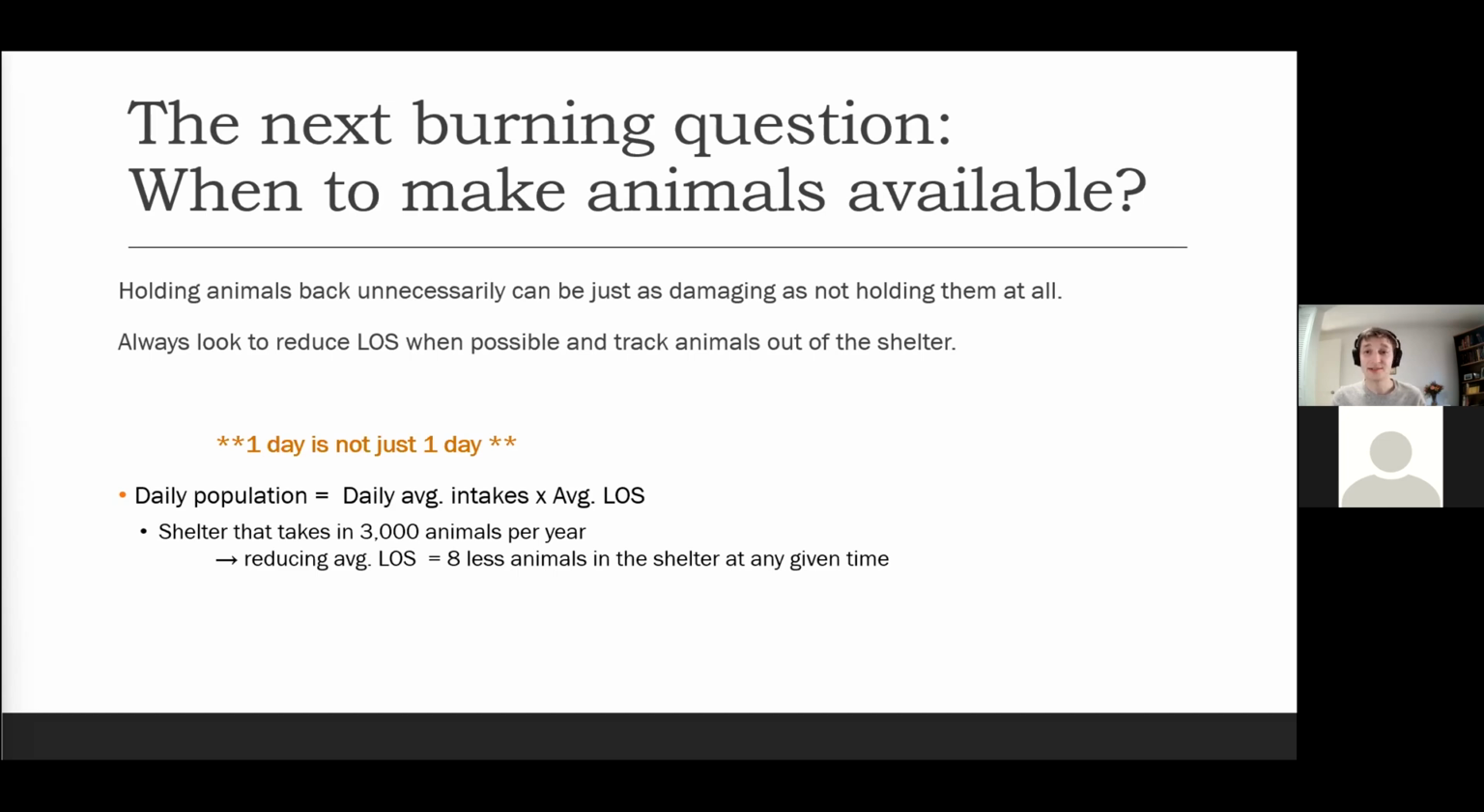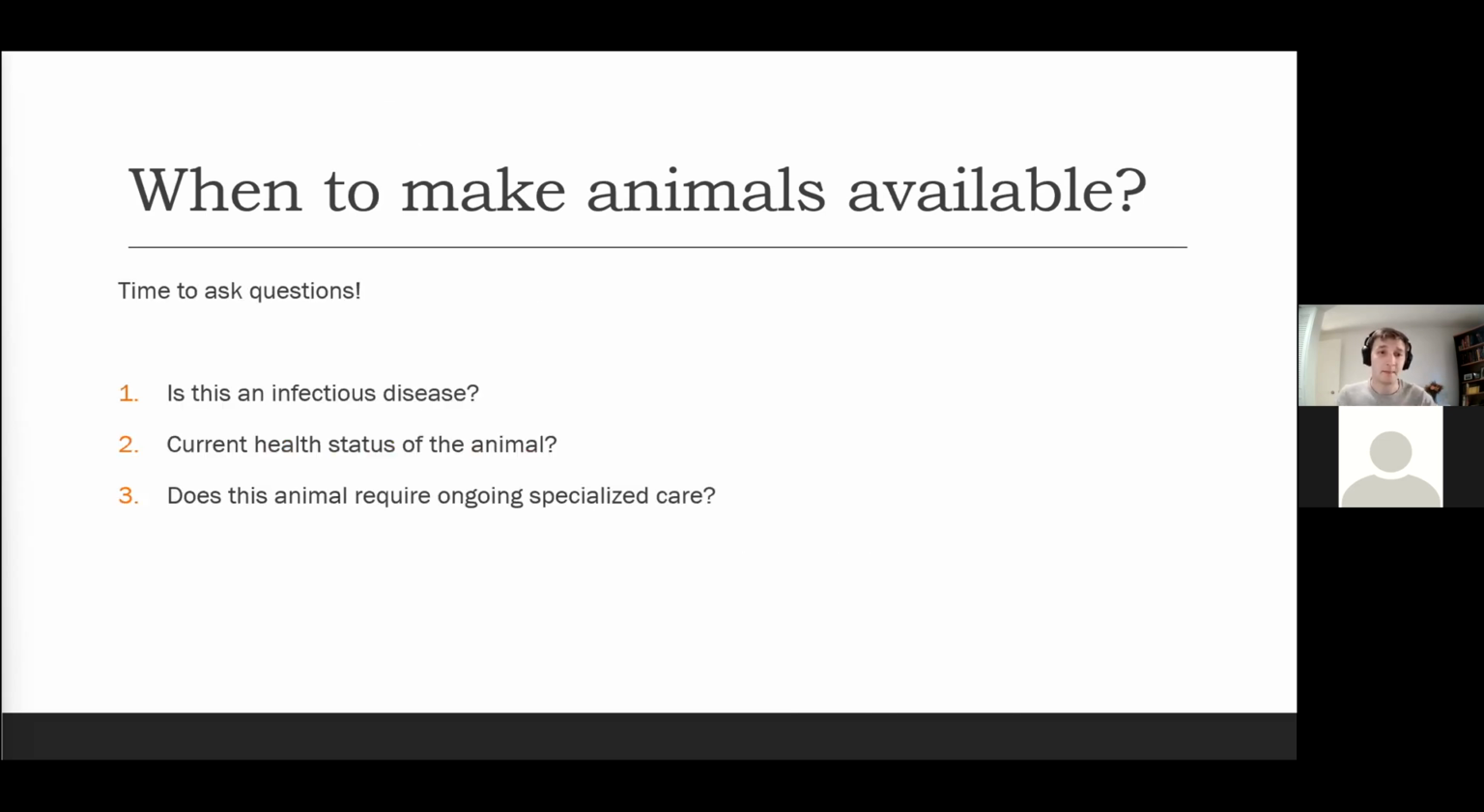If I had 8 fewer animals to take care of, it means that I have the time to spend resources on a lot more animals, well, 8 more animals in my care, and I could focus on the animals that really need me. So quick reminder of capacity for care and calculations there. So once again, when do I make animals available? Well, it's once again the time to ask questions. I like to ask, well, is this an infectious disease? What is the current health status of the animal? And does this animal require ongoing specialized care?